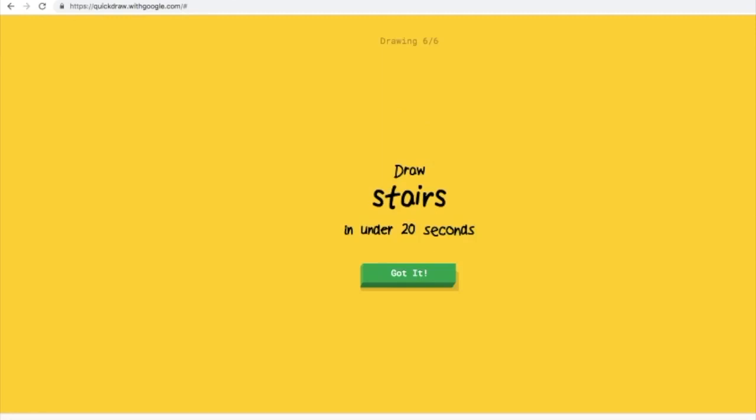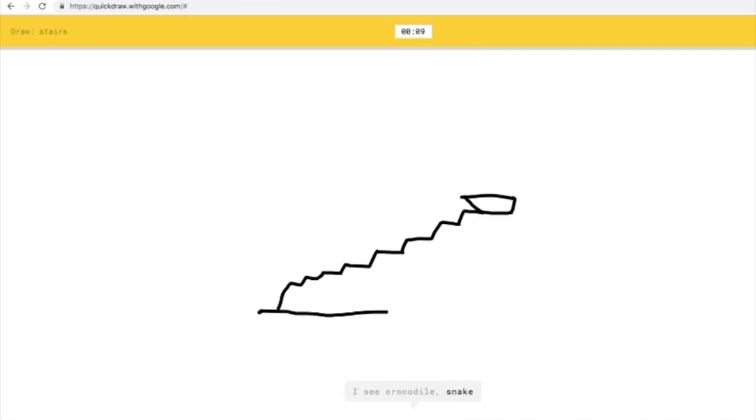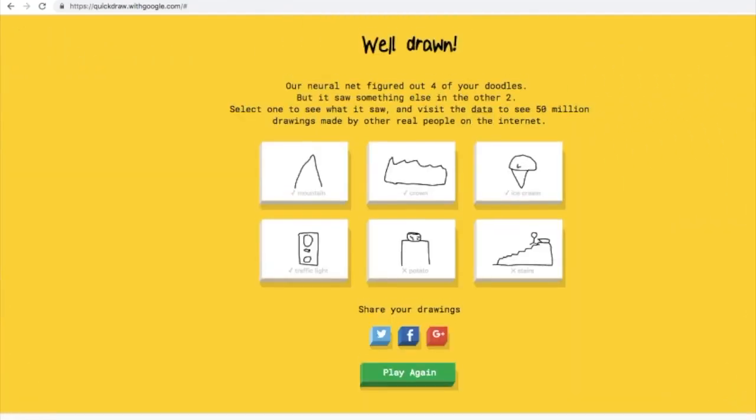Okay, the next thing they want me to draw is stairs. Okay, I'm not good at it, but... I see lime, or canoe, or pool, or anvil, or underwear. I see the Great Wall of China, or water. I see crocodile, or snake, or animal migration, or diving board. I see shoe, or beach. I see eagle, or sleeping bag, or bison. I couldn't guess it.